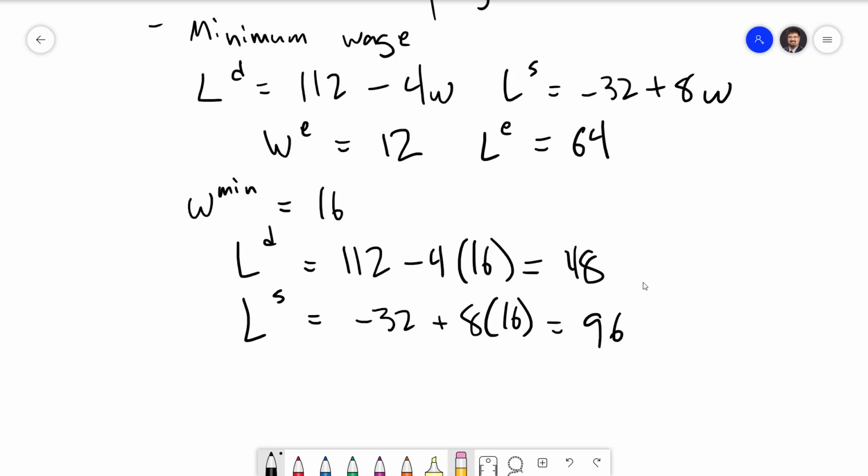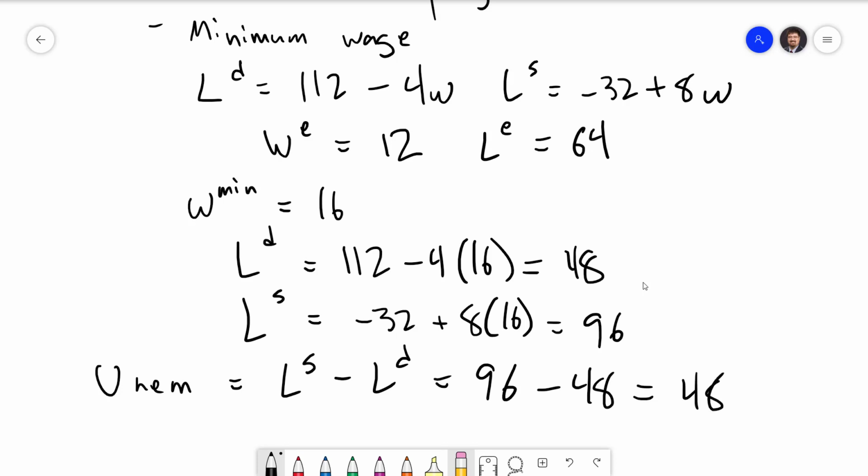A general result of a binding minimum wage is it will lower the amount of labor demanded because it's now more expensive to hire, but it will increase the amount of labor supplied because it will encourage more people to join the labor force. The amount of unemployment is going to be the difference in these two. LS minus LD, or 96 minus 48, which is going to be 48. This is the amount of labor that would be supplied but no one wants to hire.